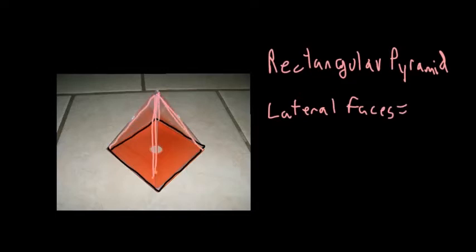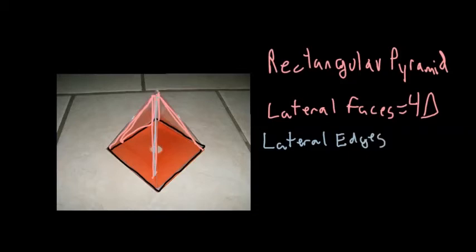Alright, so our lateral faces, again, these are going to be the sides. The lateral faces will never include the base. So you notice I have 1, 2, 3, and back here makes 4 triangles as my lateral faces. And then my lateral edges would be 1, 2, 3, and 4.